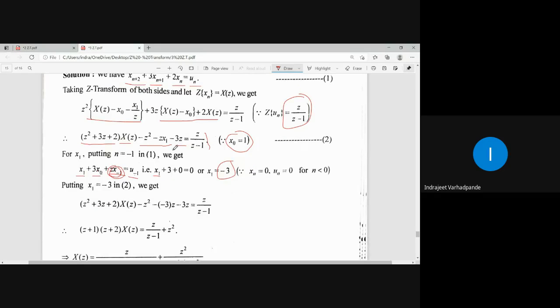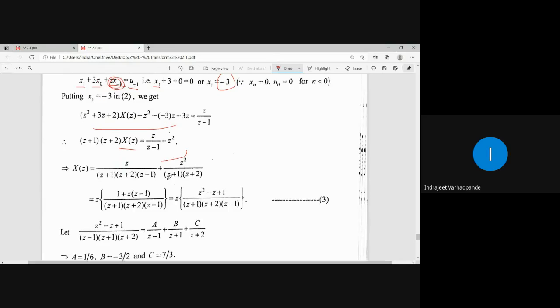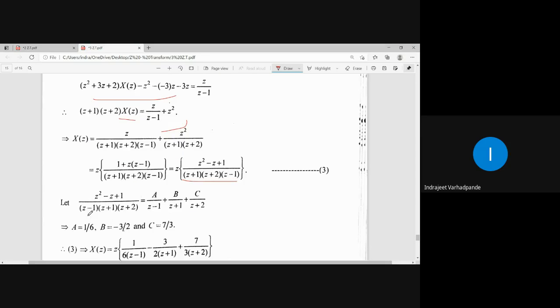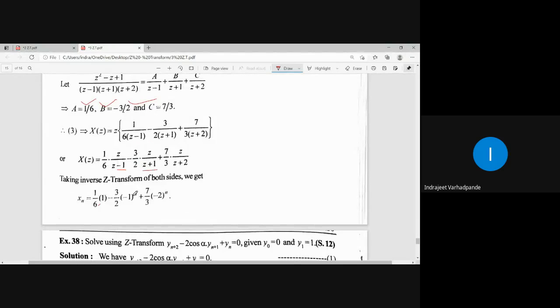Putting this value of x1 as minus 3 over here, now it is simplified in the form of z. आप x of z के अलावा जो भी टर्म्स रहेंगे उनको शिफ्ट करिएगा. कंबाइन दिस टुगेदर बाय टेकिंग एलसीएम. अप्लाई पार्शियल फ्रैक्शन मेथड. आफ्टर पार्शियल फ्रैक्शन मेथड a b c निकालिए, z से क्रॉस मल्टीप्लाई करो और इनवर्स लीजिए. z अपॉन z माइनस 1 का इनवर्स इज 1. z अपॉन z प्लस 1 का इनवर्स इज माइनस 1 टू द पावर n. z अपॉन z प्लस 2 का इनवर्स इज माइनस 2 टू द पावर n. So this is how I have calculated the solution for the given difference equation.